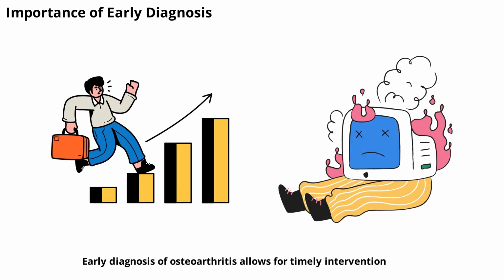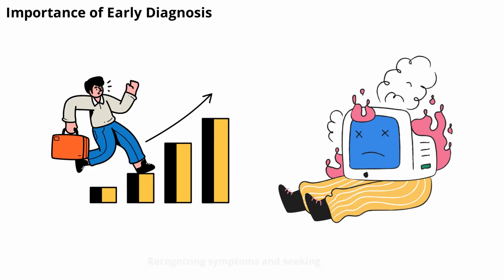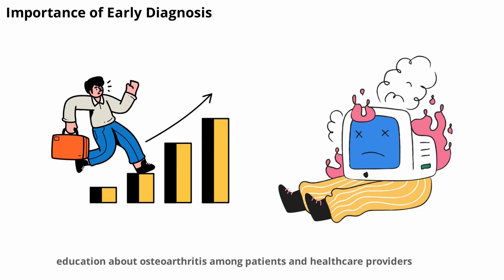Early diagnosis of osteoarthritis allows for timely intervention, which can slow disease progression and improve quality of life. Recognizing symptoms and seeking medical attention promptly is crucial. Early treatment can help preserve joint function, reduce pain, and prevent disability. This highlights the importance of awareness and education about osteoarthritis among patients and healthcare providers.